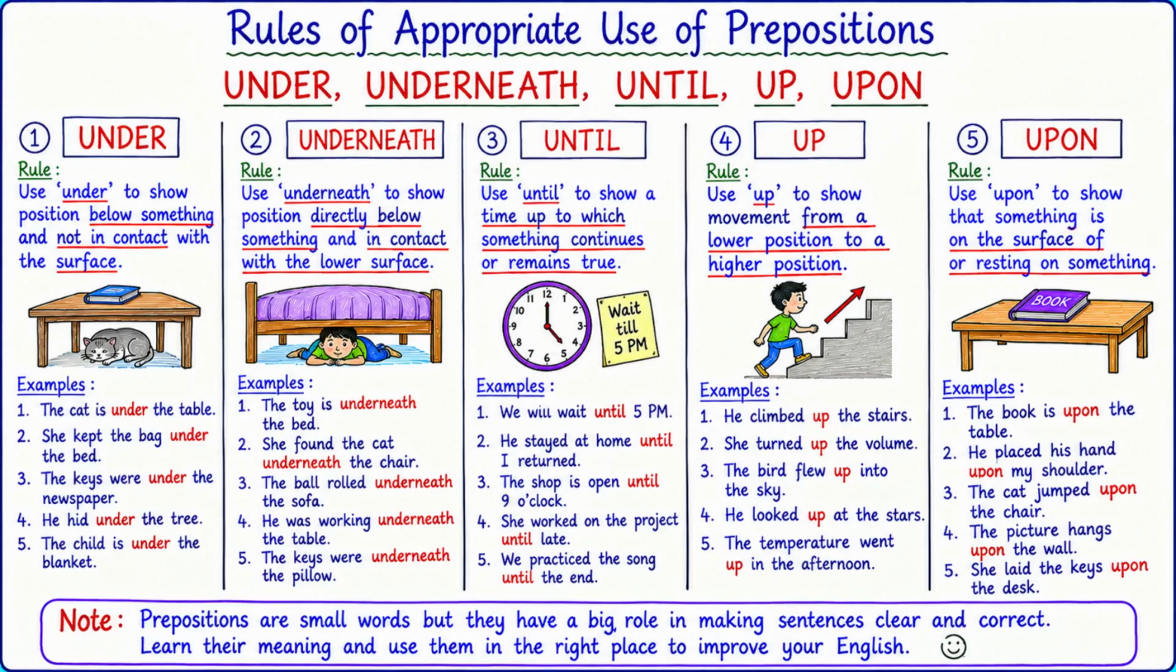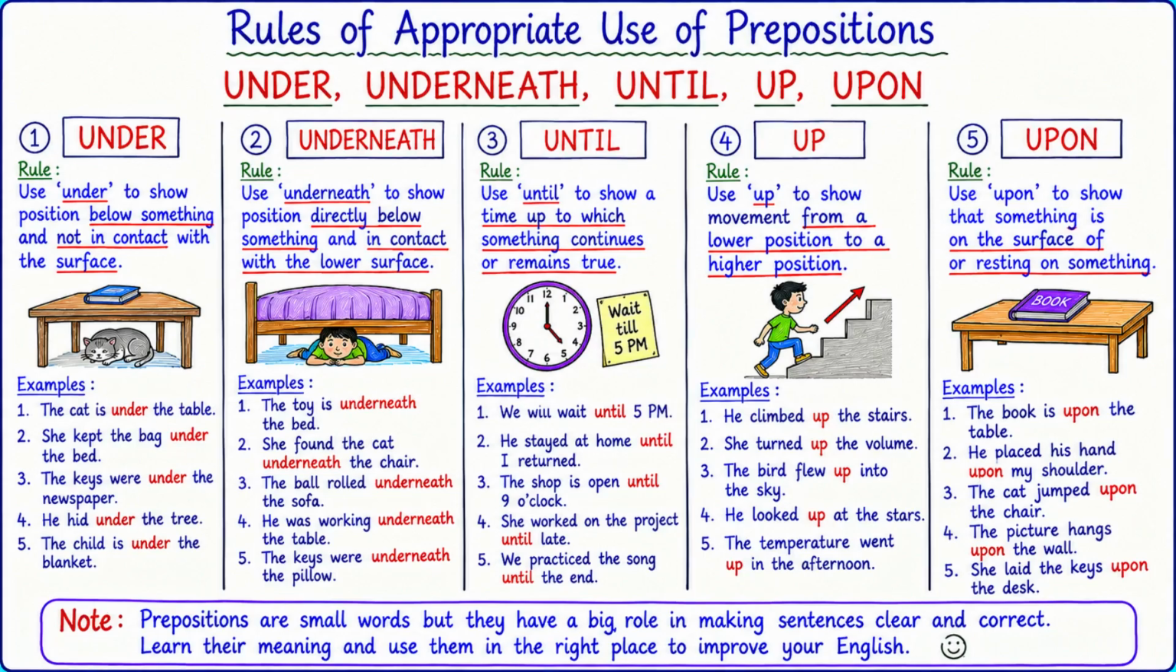Quick revision. Let's quickly revise all 5 prepositions. Under, below. Underneath, directly below. Until, up to a time. Up, towards a higher position. Upon, on or onto something. Here's an easy way to remember them. Under, below. Underneath, directly below. Until, up to a time.